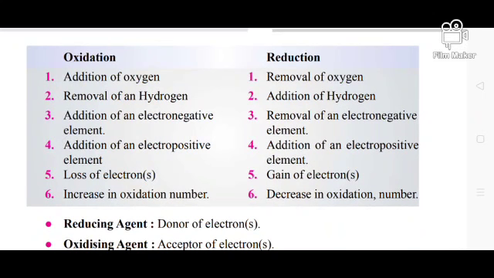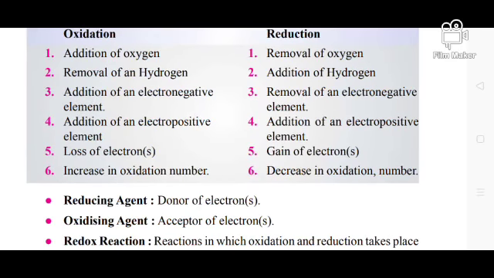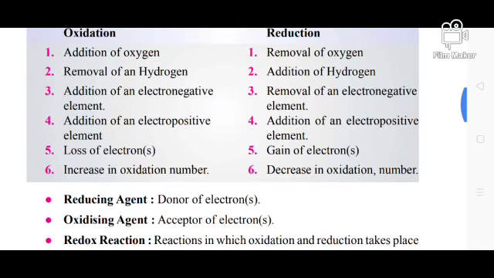Okay, after that, the opposite word, that is the removal of hydrogen. Okay, so this is another type of oxidation. When there is a removal of hydrogen, then we can say oxidation occurs. And the next one is the addition of electronegative elements. So when electronegative elements, like fluorine, are added, then we can say oxidation occurs.